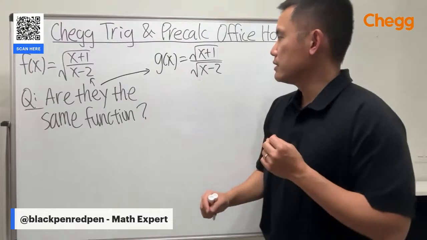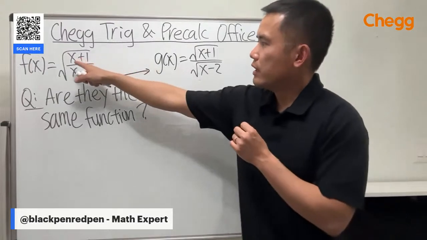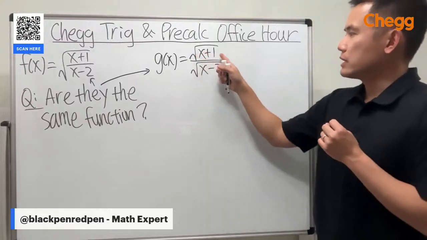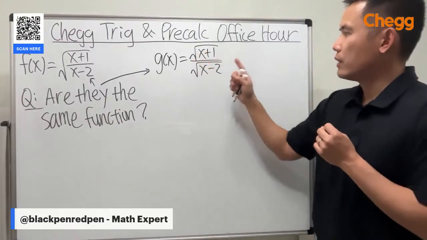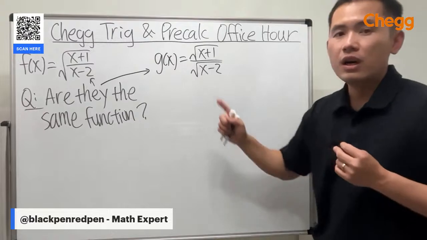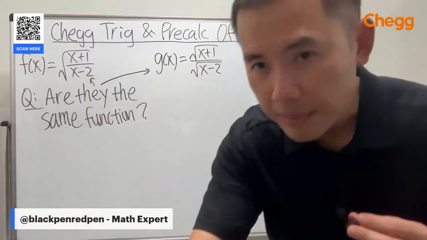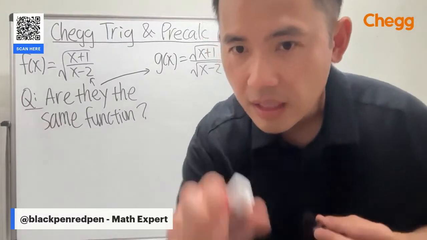My first question for you guys is on the board. Square root of x plus 1 over x minus 2 versus square root of x plus 1 over square root of x minus 2. My question is, are they the same function? Go ahead and type in the answer in the chat. I can see your comment.